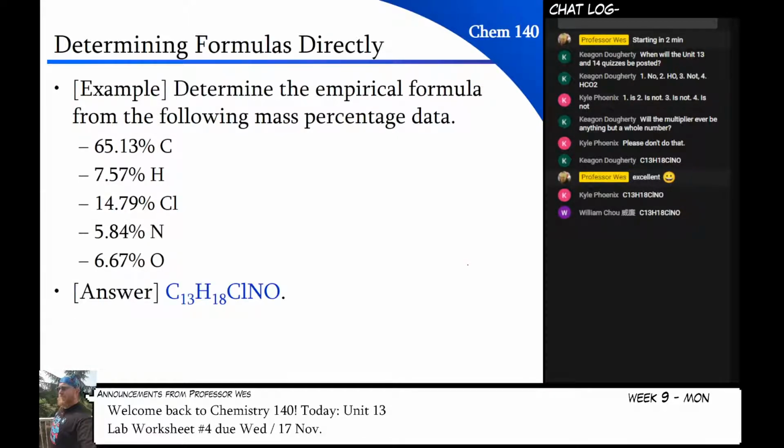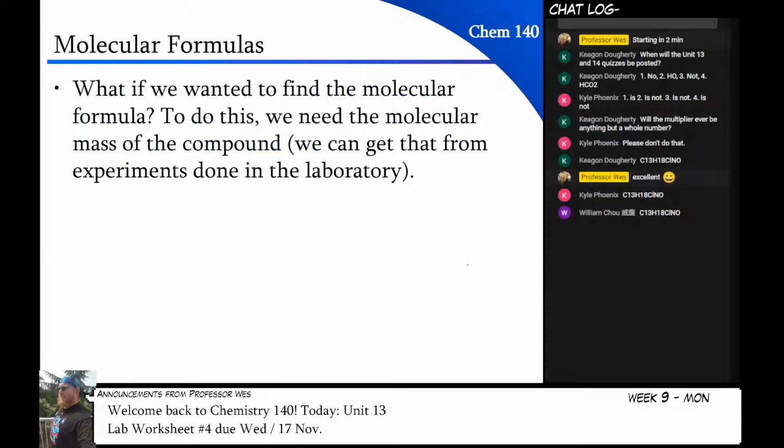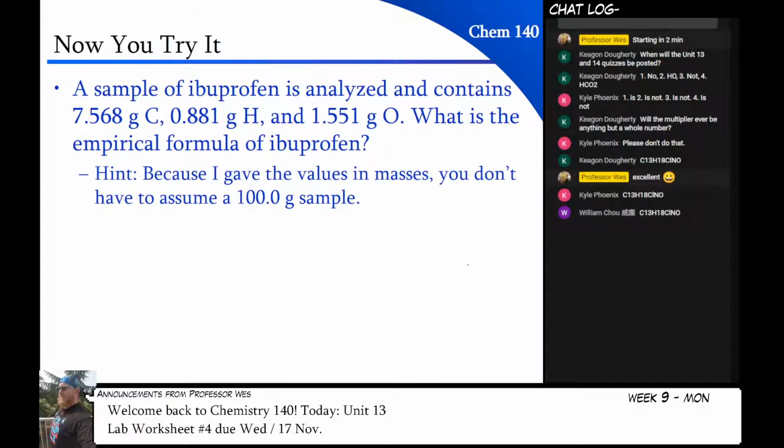All right. So I've got one more for you here. Oops. So go ahead and try this last one here. This one I gave you grams, so you don't even have to assume you have a 100-gram sample. You just use the masses that I gave you. What is the empirical formula of ibuprofen?